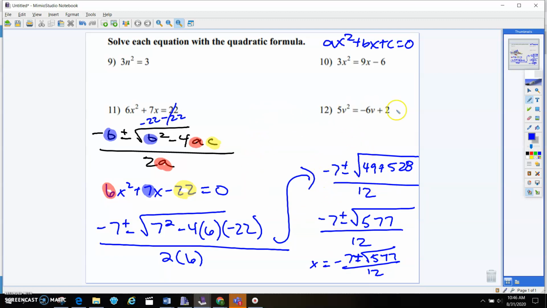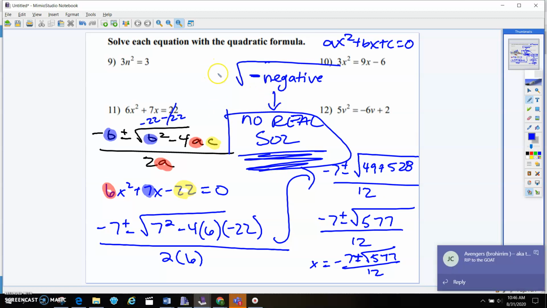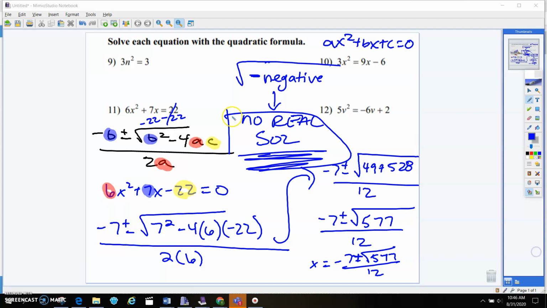So something to just keep in mind with that. One thing I want to mention before we continue on: if you ever have a negative underneath the radical, then you're going to have no real solution. You're going to have one of these on your test. It's going to happen, so make sure that you're paying attention to it. Not the fact that there's a negative on the outside, but on the inside of the square root, if it's a negative number, then you're going to have no real solution. All right, so go ahead and pause the video and try number 12.